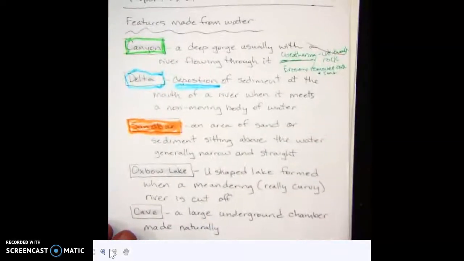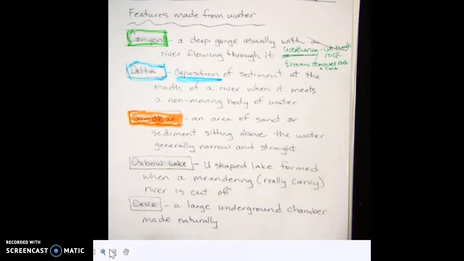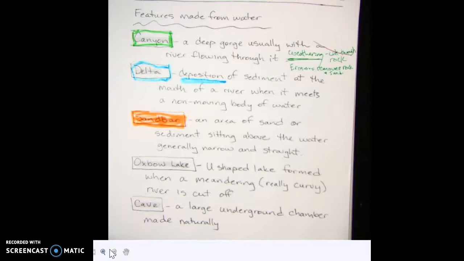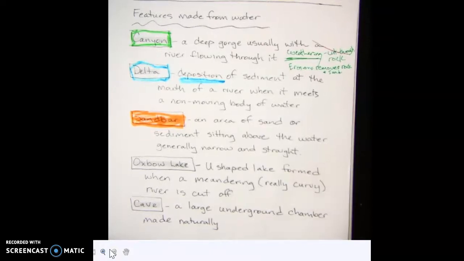Hey everybody, we're going to take a look at our features made from water. If you'd like to, go ahead and pause the video. Make sure that these make it into your notes for their definitions. We've got a canyon, delta, sandbar, oxbow lake, and cave. And I'm going to go through drawing the before and after pictures for you.